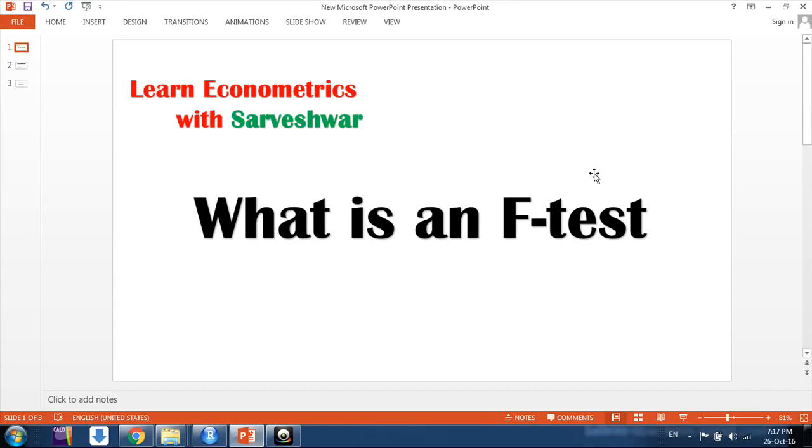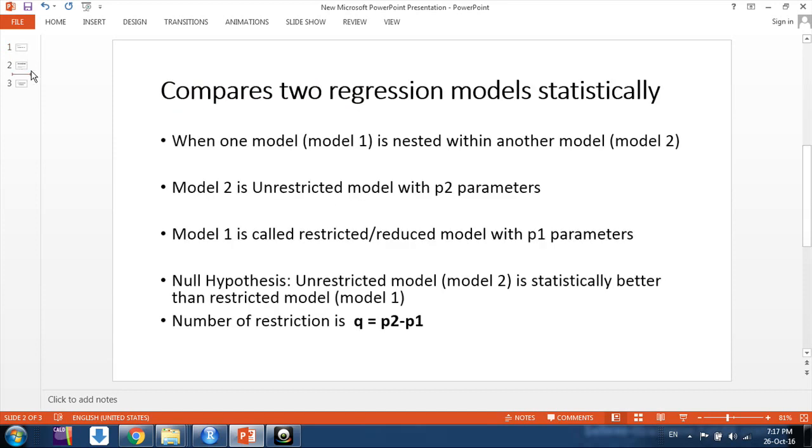Today we discuss what is an F-test and what are its usage. So here friend, F-test is a very important statistical test and it could be used for comparing two regression models, like whether one of them is significant statistically or not. There are other usage of F-test, but here I am showing only one of them.